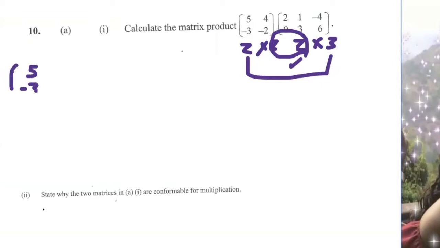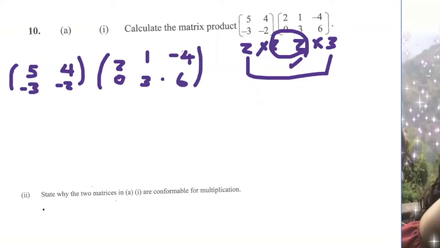Let me go ahead and write the matrix. When multiplying two matrices, we multiply row by column. That's always the order that we multiply. Row by column. So I'm going to divide the first into 2 rows and the second into 3 columns. So let's multiply first row by first column.